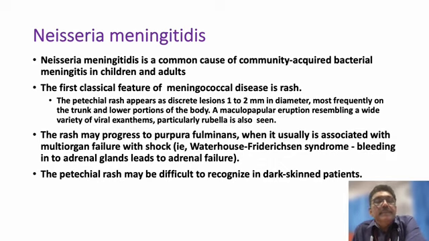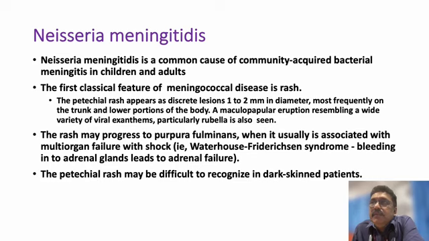children. They present with rashes; petechial rashes appear on the body, mainly occurring on the trunk and lower portions of the body. Macular-papular eruptions resembling a wide variety of viral exanthems, particularly rubella, are also seen. So they have severe rashes all over the body, and it may mimic any other viral disease.